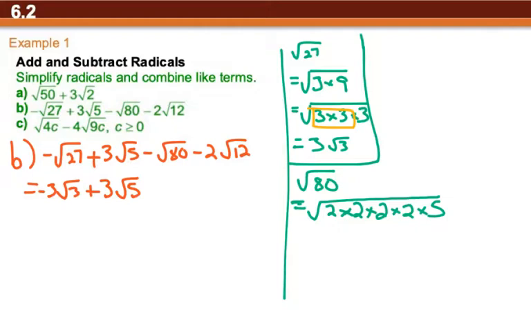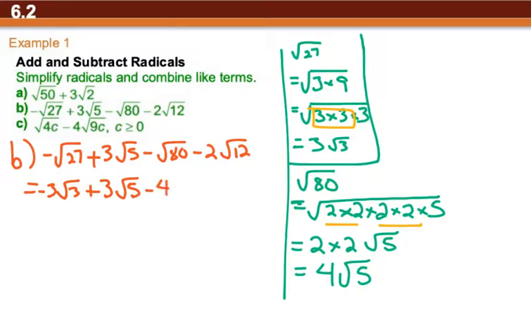Looking to simplify this now, we look for pairs because it's a square root, pair of 2's, second pair of 2's. So we would have 2 times 2, and root 5 is left over, which would be equivalent to 4 root 5. So back over here in the original expression, minus root 80 would be minus 4 root 5.